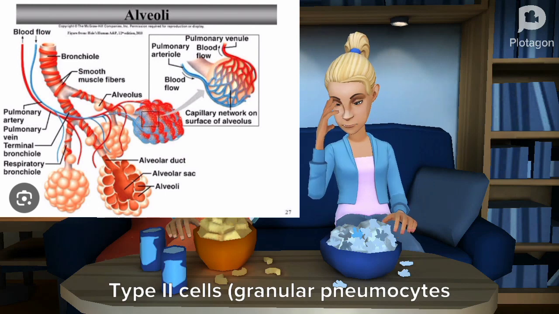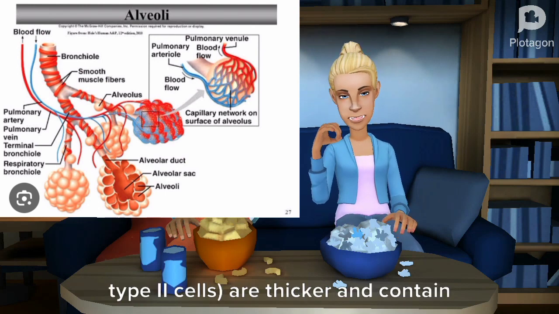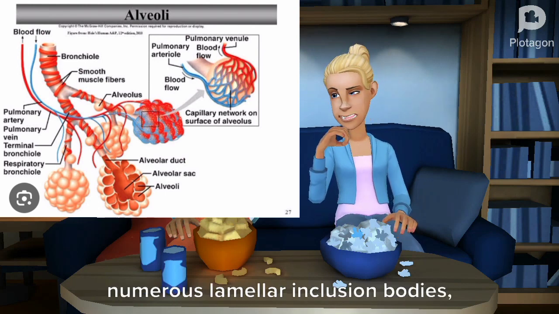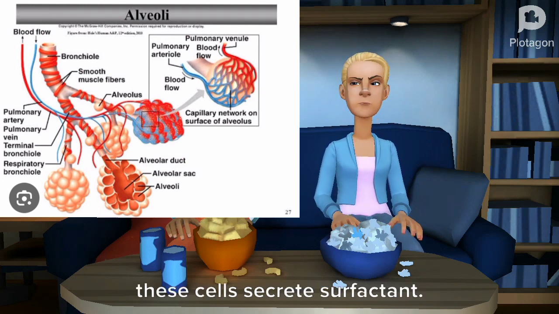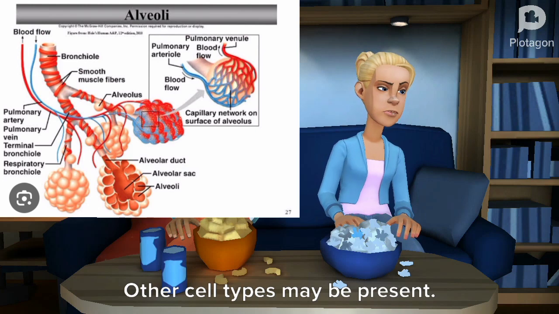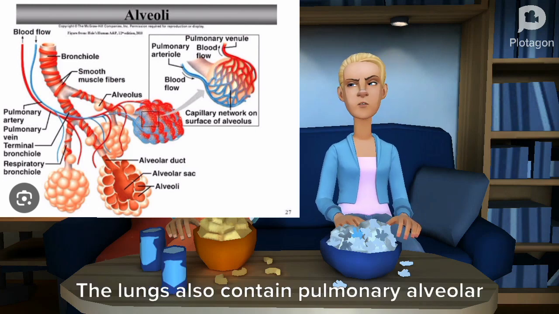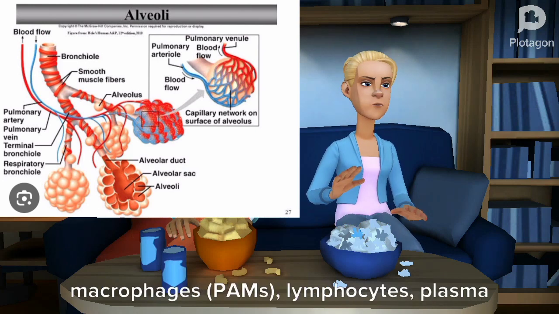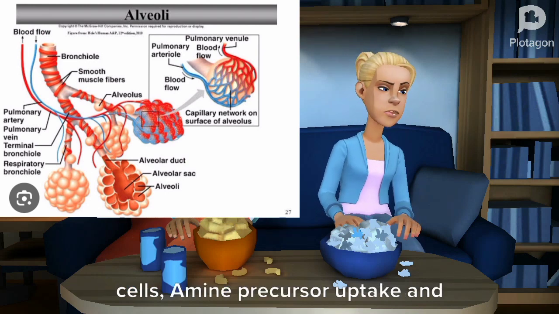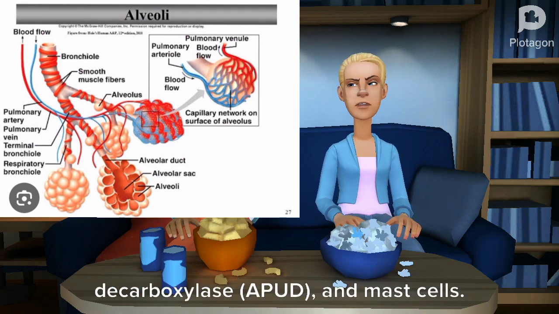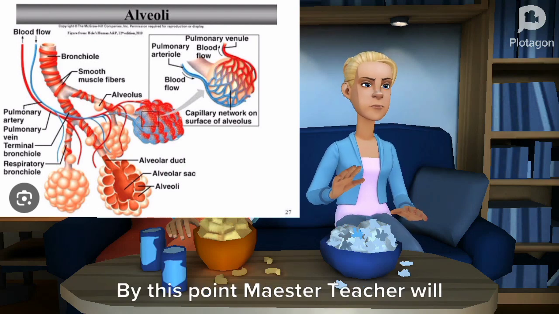Type 2 cells, granular pneumocytes, are thicker and contain numerous lamellar inclusion bodies. These cells secrete surfactant. Other cell types may be present. The lungs also contain pulmonary alveolar macrophages, PAMs, lymphocytes, plasma cells, amine precursor uptake and decarboxylase, APUD, and mast cells.